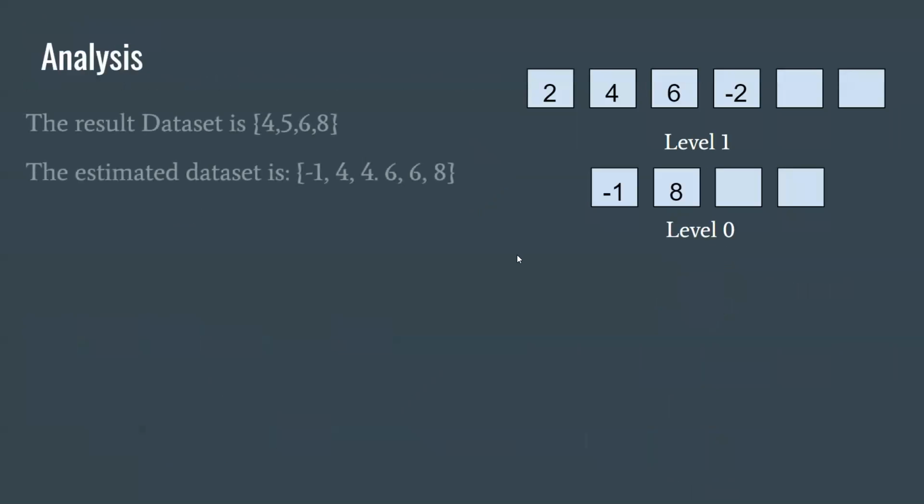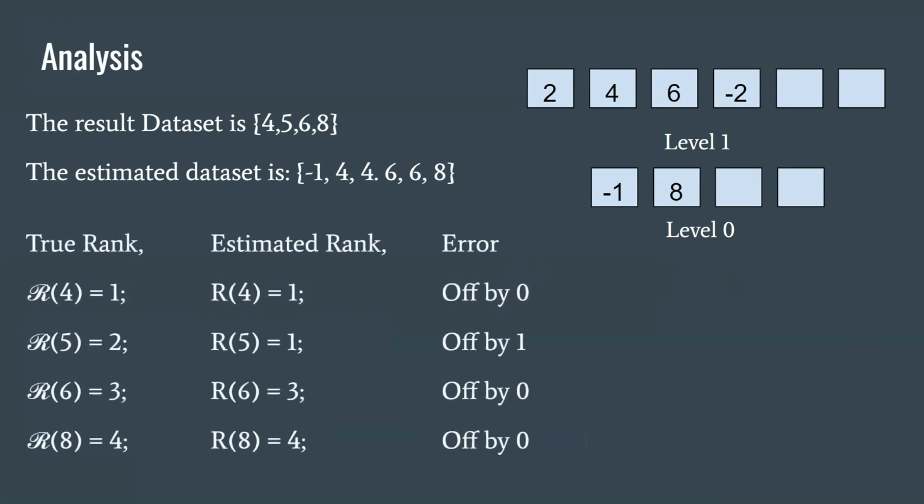After processing all operations, the true dataset contains 4, 5, 6, and 8, and our estimation is 1 of 4, 2 of 6, and 1 of 8. The true rank for item 5 is 2, whereas our estimated rank is 1, so it is off by 1. For the ranks of the other items 4, 6, and 8, we accurately approximate their rank.